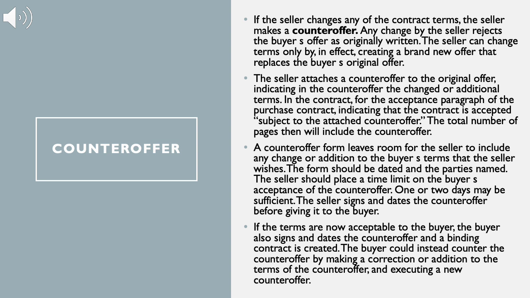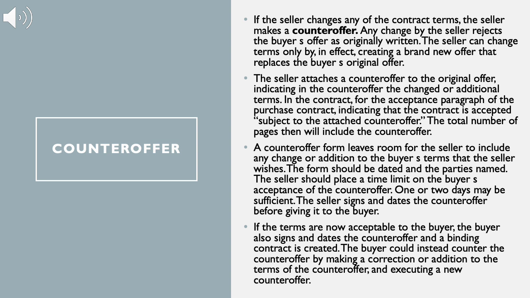The seller attaches a counteroffer to the original offer, indicating in the counteroffer the changed or additional terms. In the acceptance paragraph of the purchase contract, the seller indicates that the contract is accepted subject to the attached counteroffer. The total number of pages then will include the counteroffer. A counteroffer form leaves room for the seller to include any change or addition to the buyer's terms that the seller wishes. The form should be dated and the parties named.